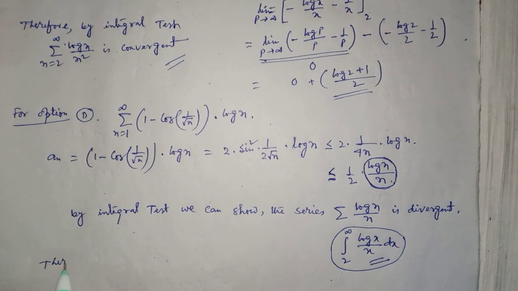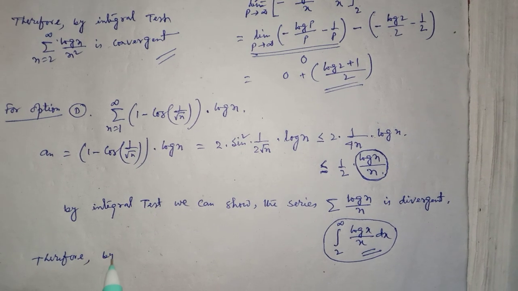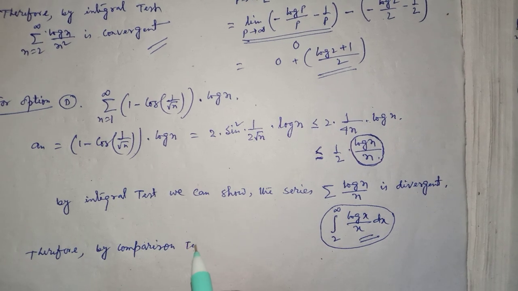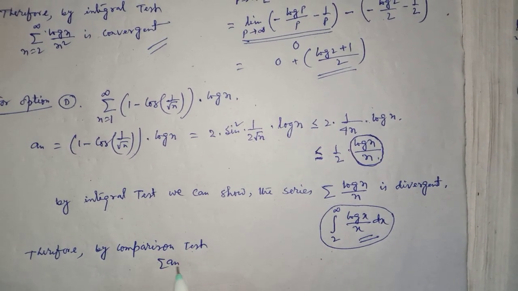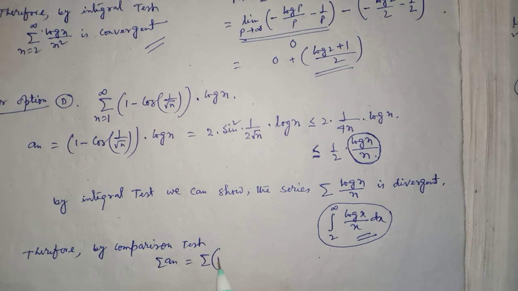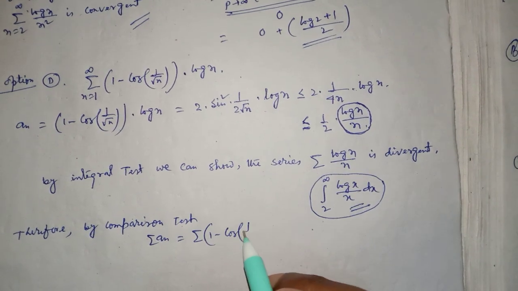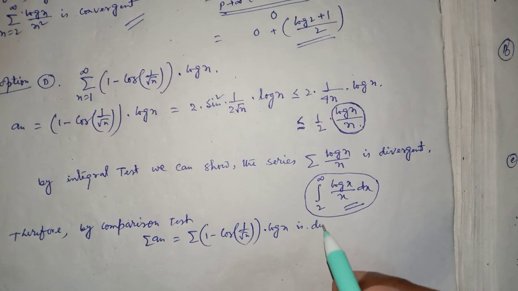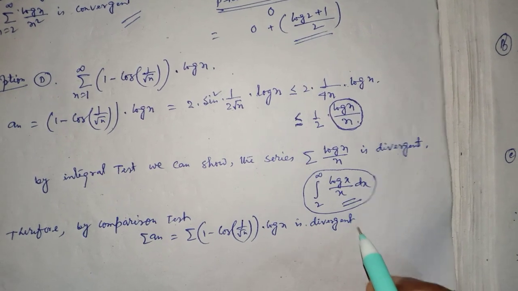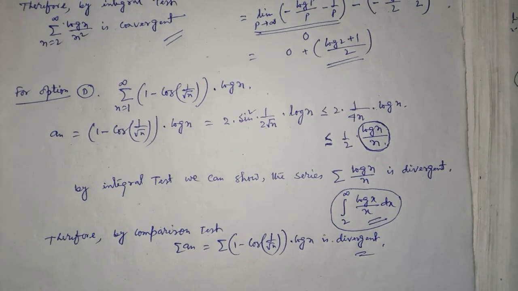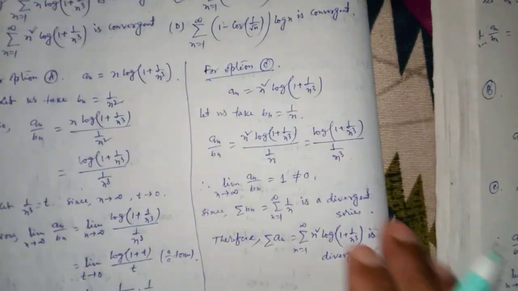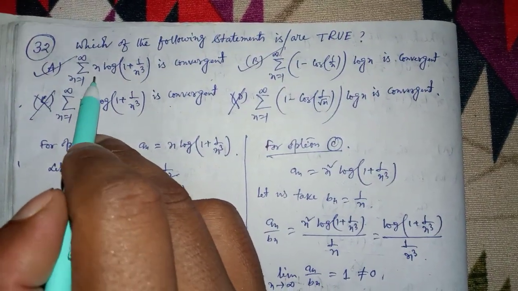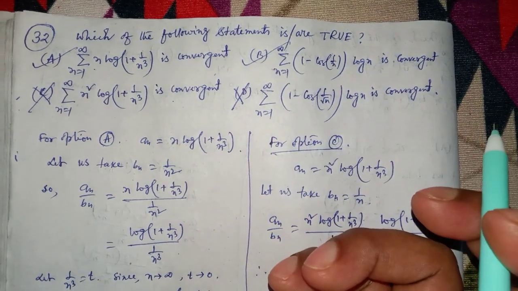Therefore, by comparison test, summation an equal to summation 1 minus cos of 1 by root n into log n is divergent. Therefore, option D is false. So option D is false. Therefore, here only option A and option B are true. Thank you.